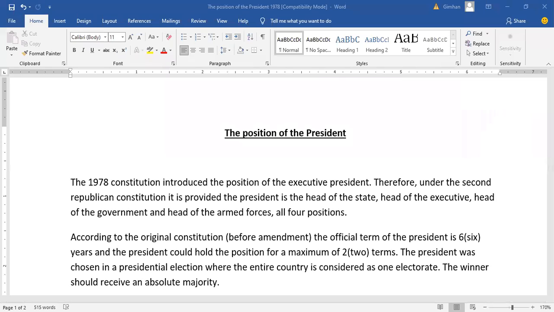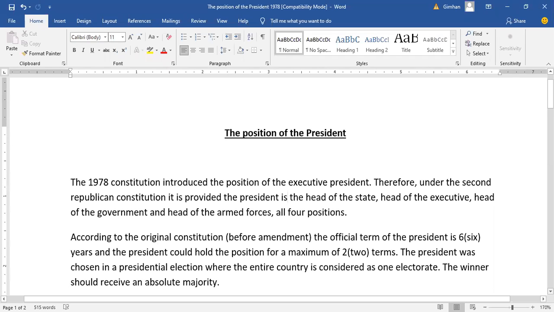Why does it say it like that? I'm going to clarify all the doubts you have right now, because I don't want to leave any confusion anywhere. It introduced the position of the executive president. In the 1972 Constitution, there was a position called the president, but that was not the executive president we are talking about now; that was a nominal president, okay? Mr. William Gopallawa was the first president of Sri Lanka under the 1972 Constitution, which meant that he was a nominal president because we still had a prime minister system under that, right?